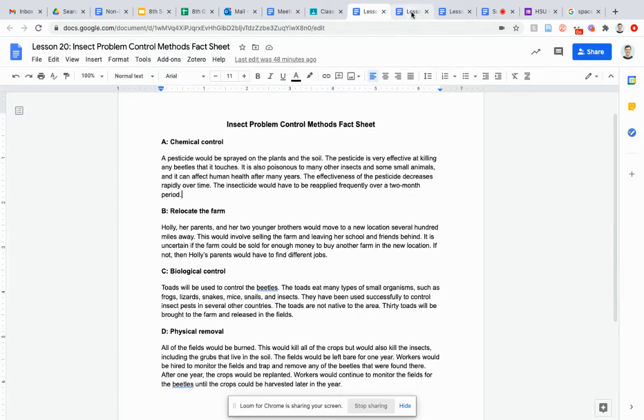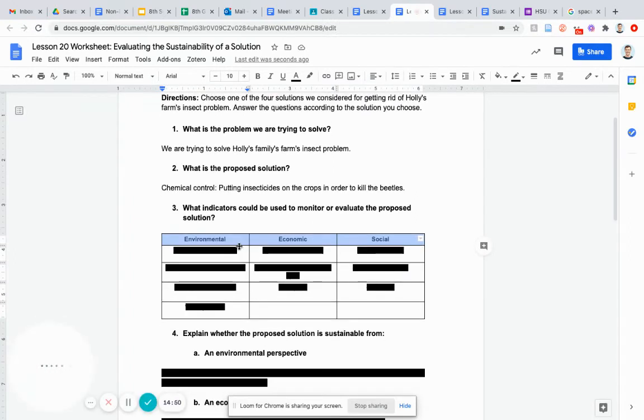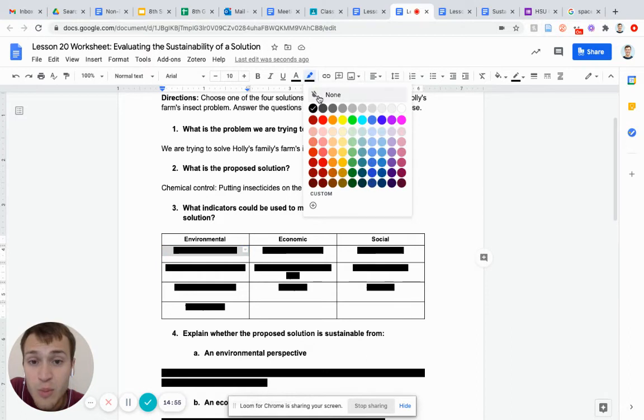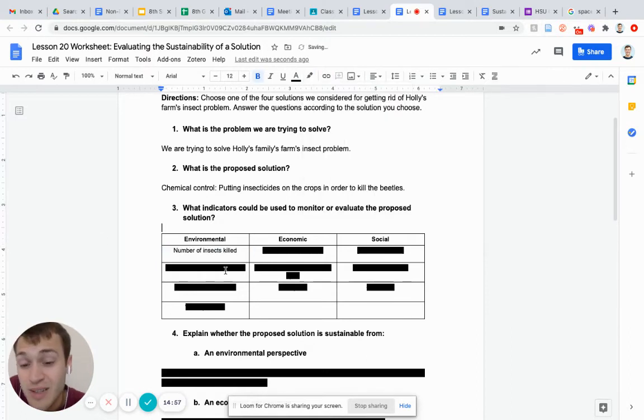Again, I did this in class just now, so I'm just going to unhighlight my answers. For environmental, the first one was we should look at the number of insects killed. So if there were a lot of insects killed, then we know that the pesticide is working. But if we kill insects that aren't the problem, then that becomes a problem. We're only trying to kill the beetles. If other insects die, that's bad for the environment.